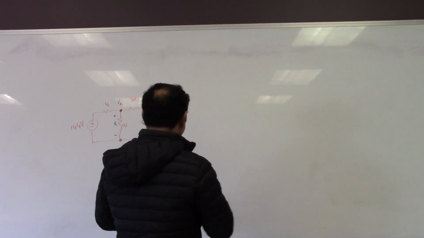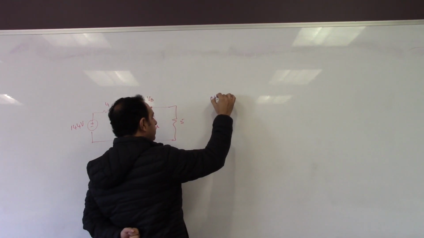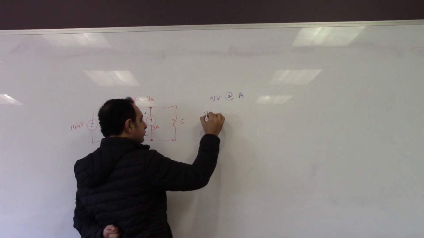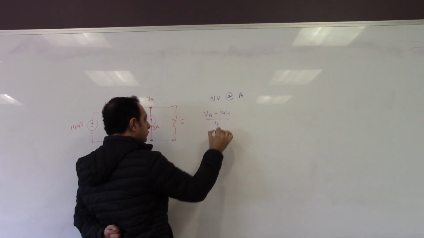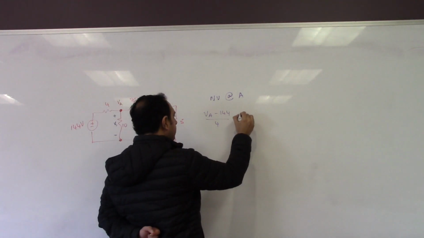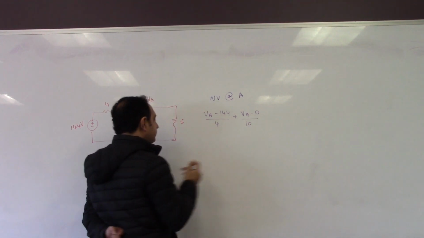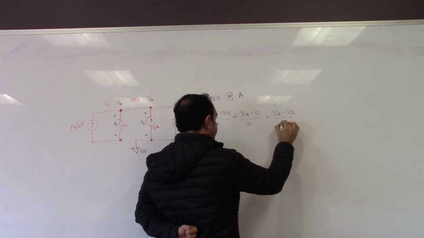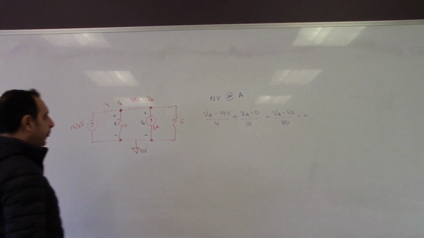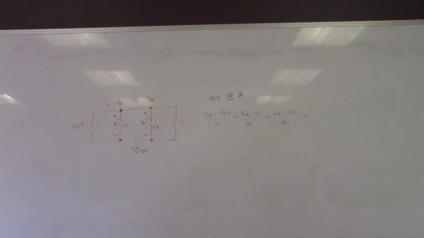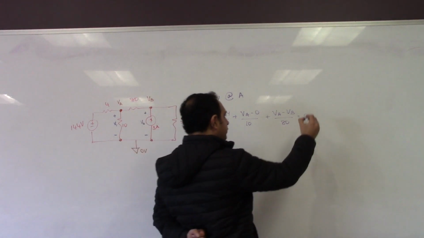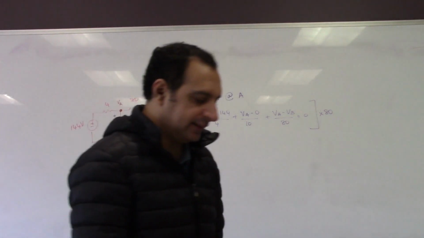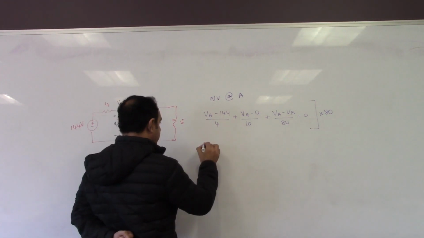So let's do node voltage at A. When I do node voltage at A, I'll have VA minus 144, plus VA minus 0 over 10, plus VA minus VB over 80 equals 0. Just to get rid of the denominator, let's multiply everything by 80, so that I can cancel out the 80, and everything else is a multiple.